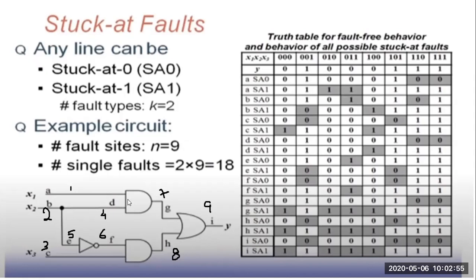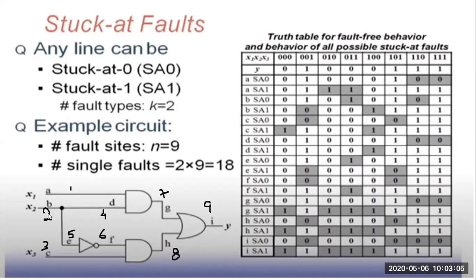Yes. So here, stuck at false. As we know, we have stuck at 0 and stuck at 1. So totally the faulties are of two types only. In this circuit, we have the total number of faulty sites. Faulty sites in the sense, how many faulties can be identified within this circuit.